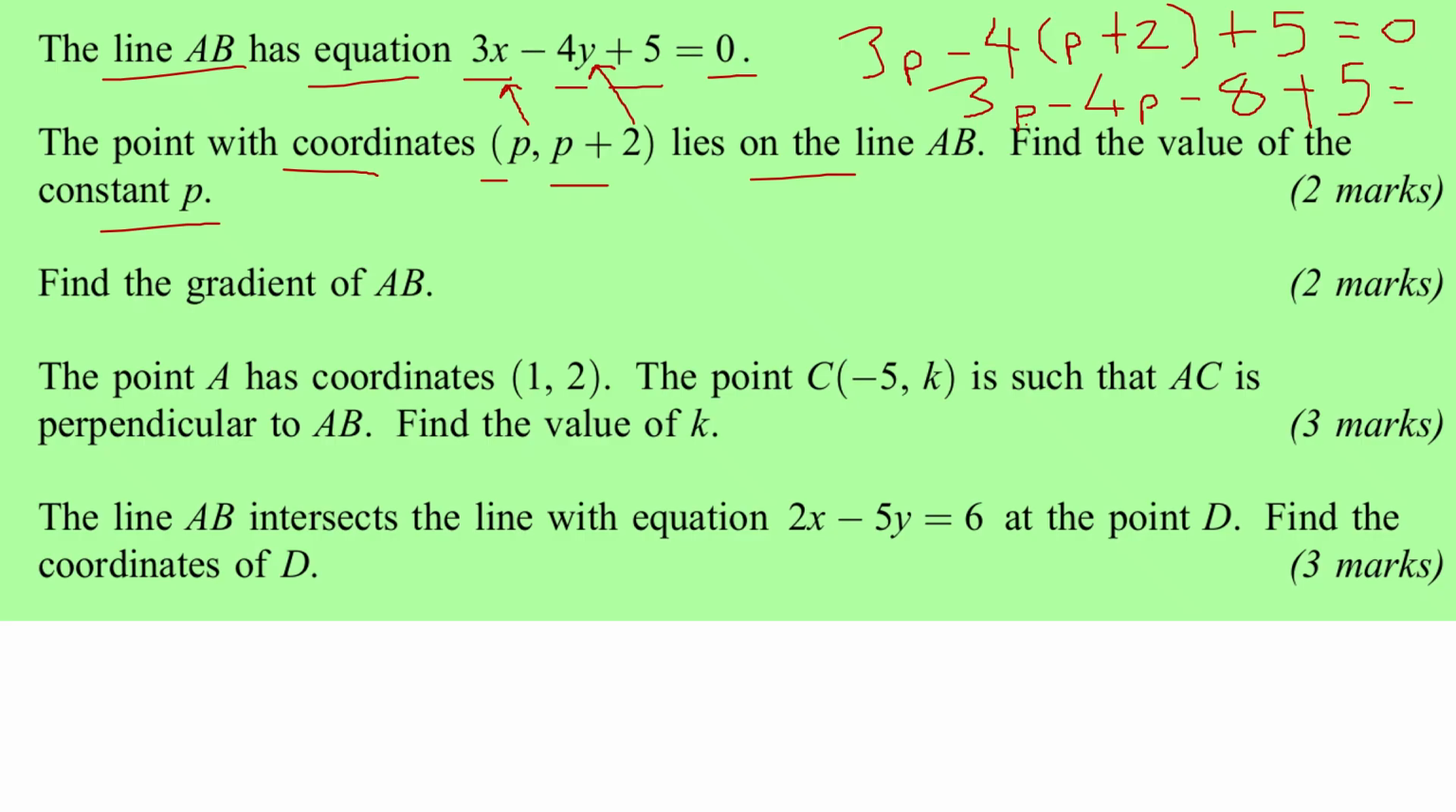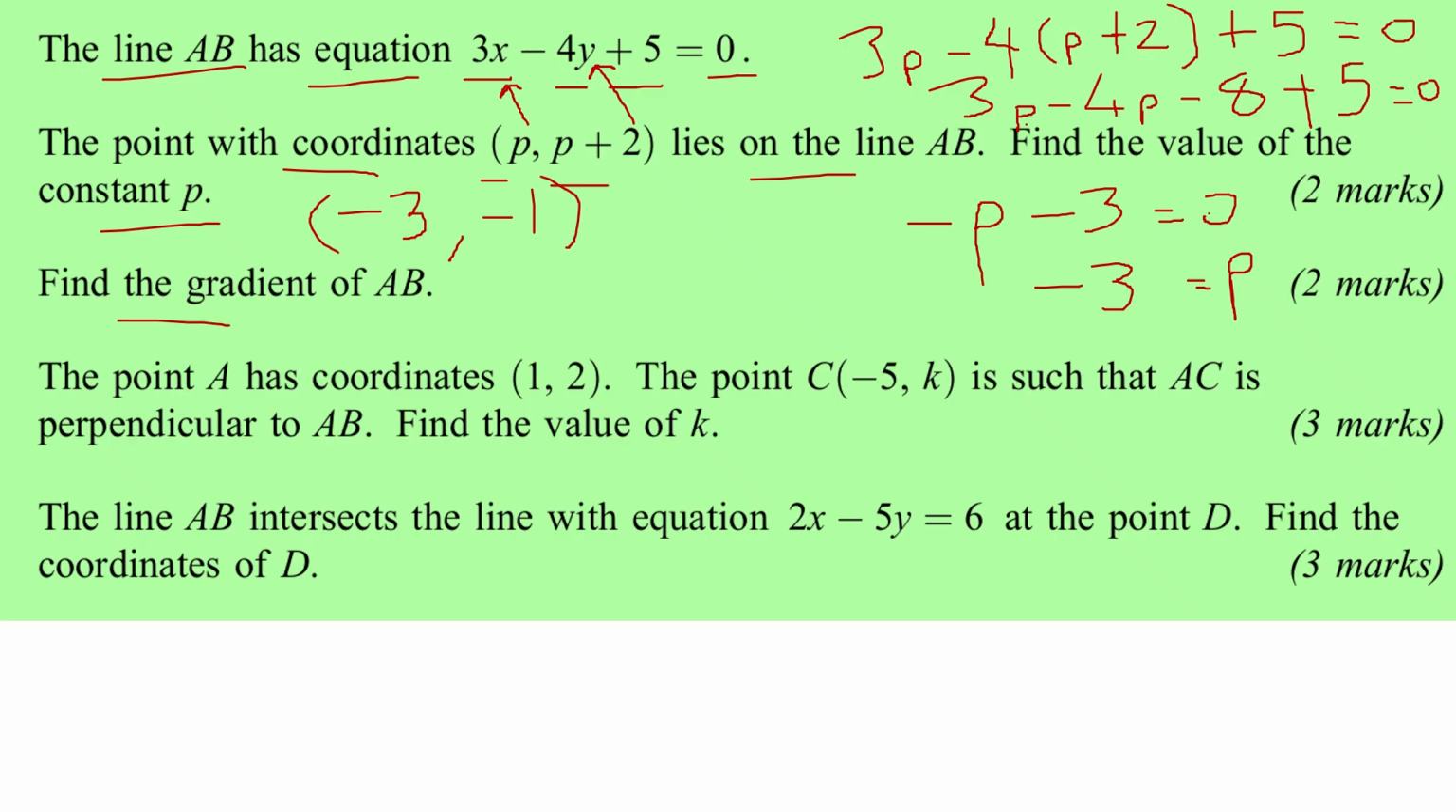I'm now going to collect my like terms. So 3P minus 4P makes minus P, or negative P. Minus 8 plus 5 makes minus 3 is equal to 0. I'm going to add P to both sides. We get negative 3 is equal to P. Therefore, P is equal to minus 3. And then minus 3 plus 2, so minus 1. So that's the first part done.